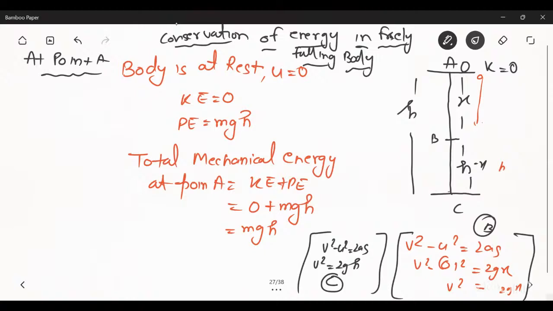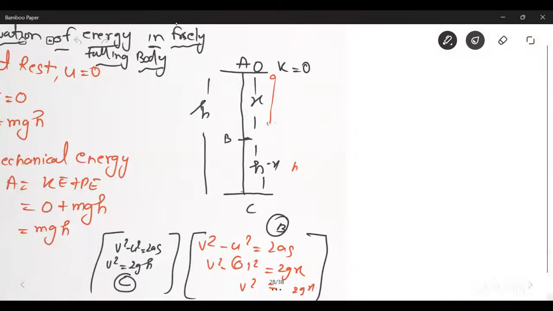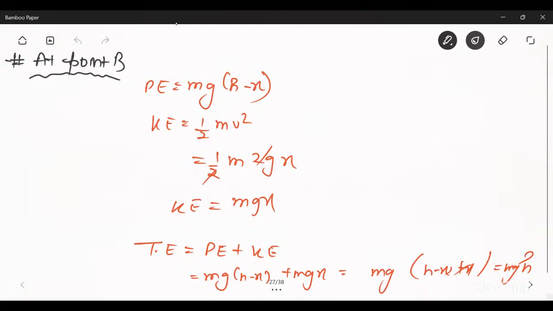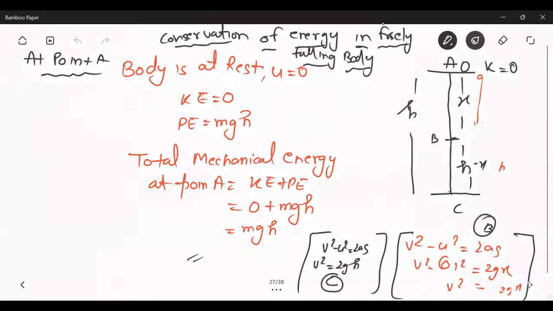So 0 plus mgs is equal to mgh. Now at point B, it was at height h minus x, so its potential energy will be mg into h minus x, but the kinetic energy will be half mv square. So when it falls from point A, it has covered x distance to point B.